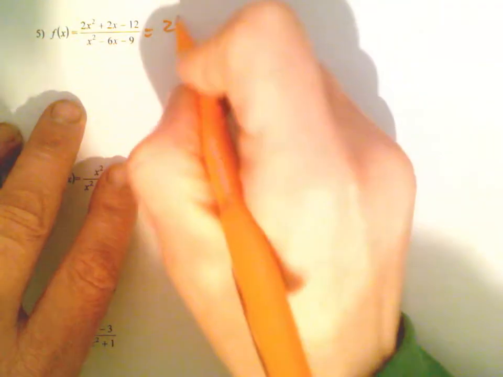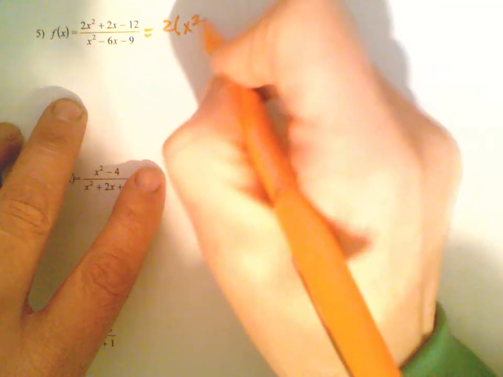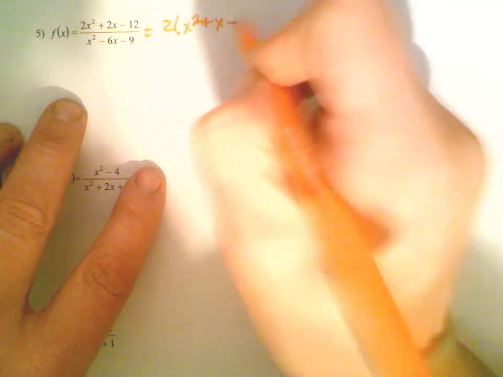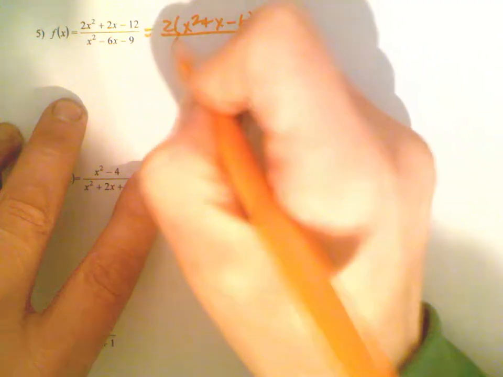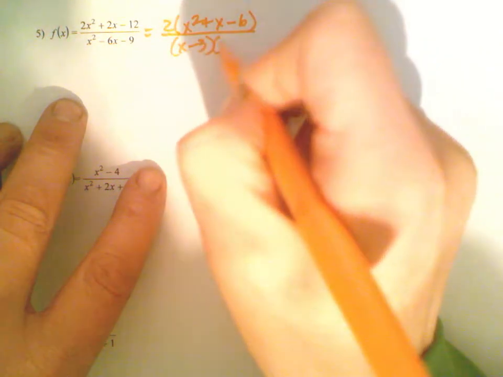I can factor 2. This is x squared plus x minus 6. On the bottom I have x minus 3, x minus 3.